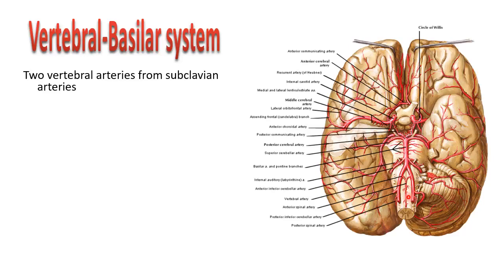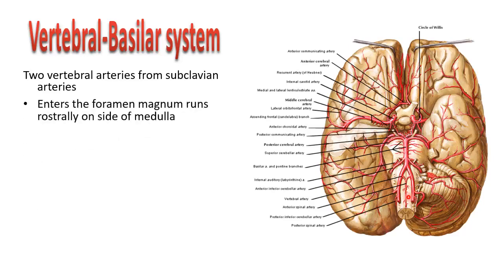Okay, so the first part from its origin is seen in the scalenovertebral triangle. Okay, and then the second part is called the vertebral part, which runs in the foramen transversarium of the upper six cervical vertebrae. There are seven cervical vertebrae, but it runs through the upper six, not through the seventh one. And then the third part is called the suboccipital part. So in the suboccipital triangle, it has a transverse course.